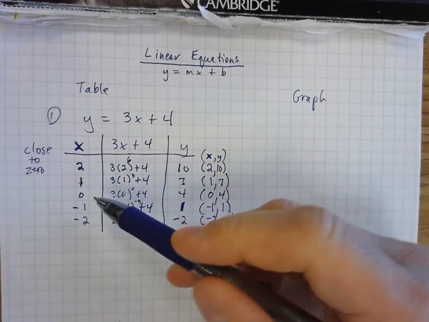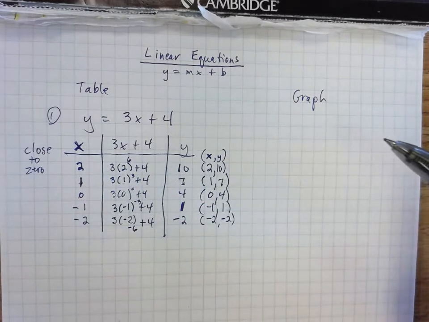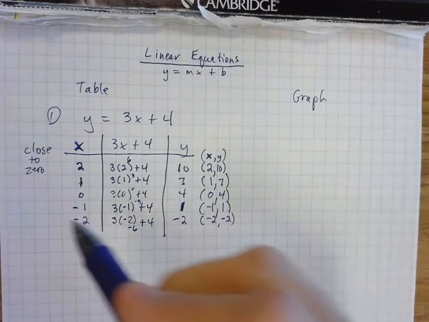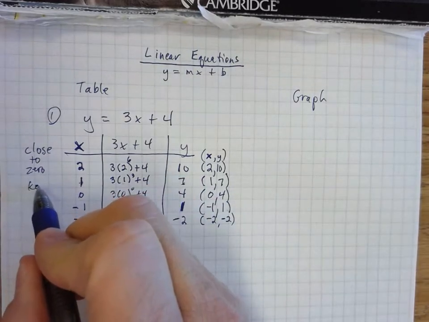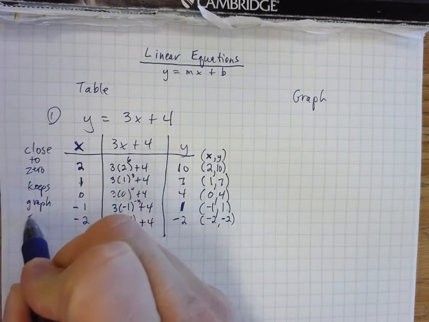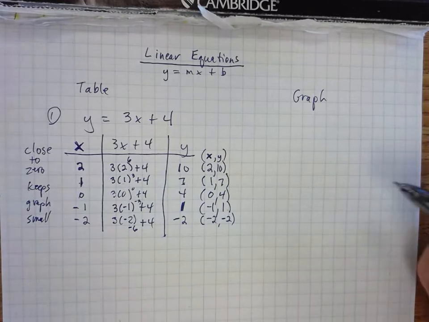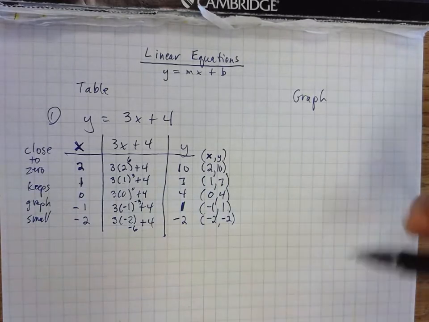Okay. So again, you can pick any numbers you want to pick. I'm picking numbers that are close to 0 because I want to keep my graph small. Close to 0 keeps the graph small. So I'm suggesting you use these numbers. All right, now let's come over here and graph it. See what it looks like.